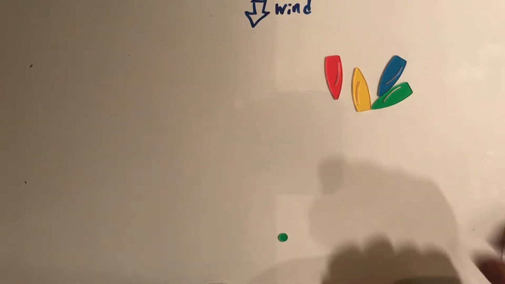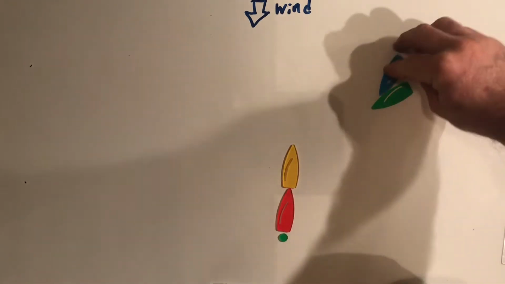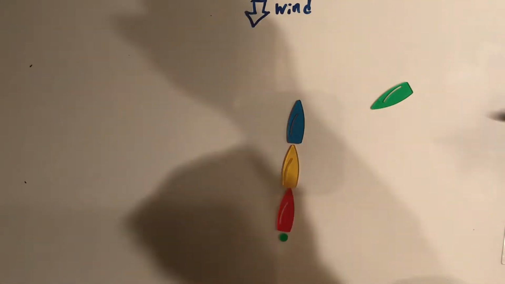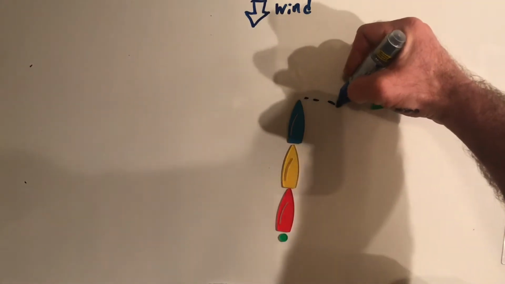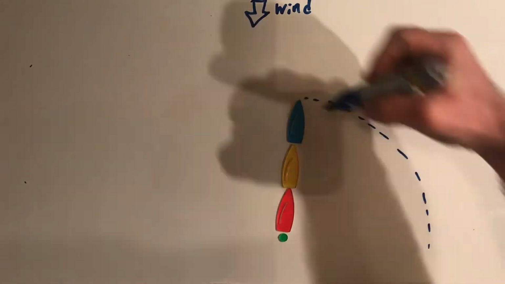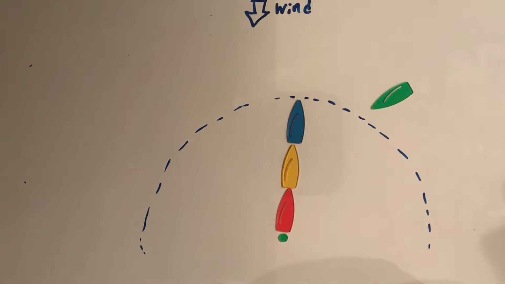All right, so first I'd like to review some of the Rule 18, some of the mark rounding rules. So I'll just draw a 3-boat length circle here around the green mark. Hopefully that stayed about 3 boat lengths.